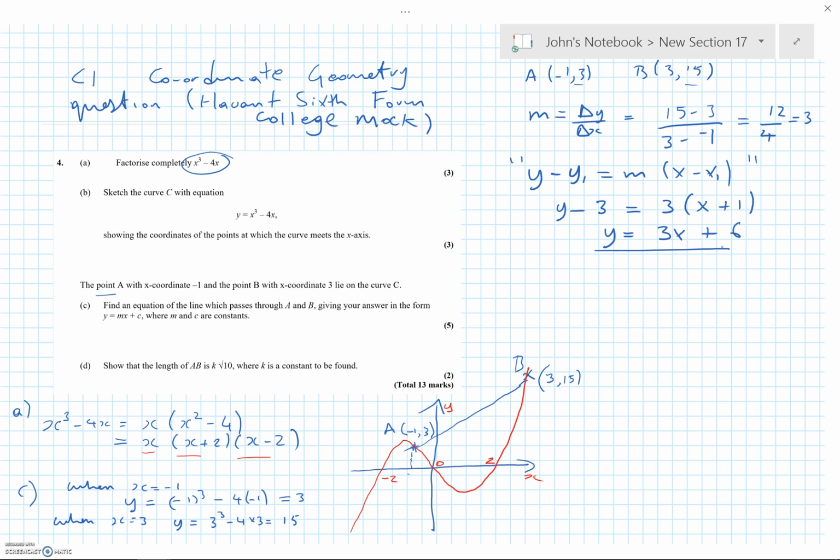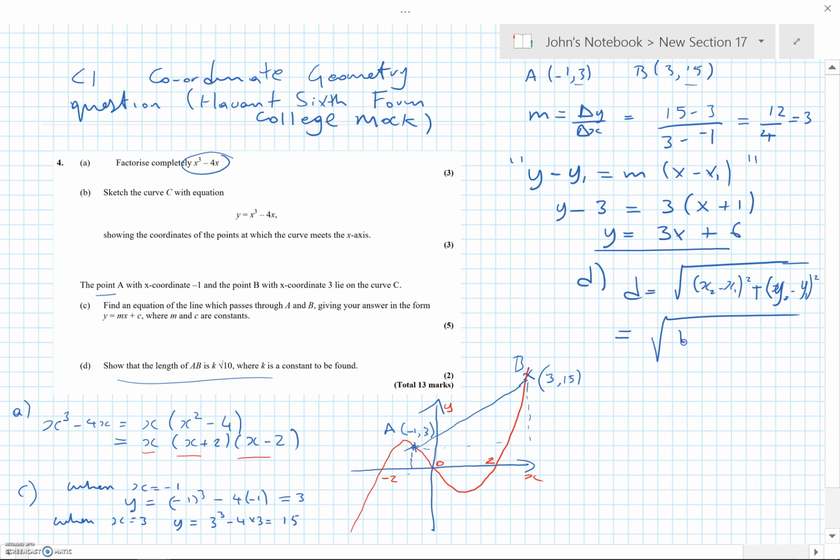Right, now part D is just to work out the length of AB, and there's a formula for that. It's basically based on Pythagoras' theorem, where you find the change in y and change in x. So the distance is equal to the square root of change in x squared plus change in y squared, doesn't matter which way around you write it. The change in x goes from 3 to minus 1, so that's 4. The change in y goes from 15 to 3, so that's 12. So that gives us 16 plus 144, which is the square root of 160, which, if we break it down, is the square root of 16 times 10. So it's 4 root 10.